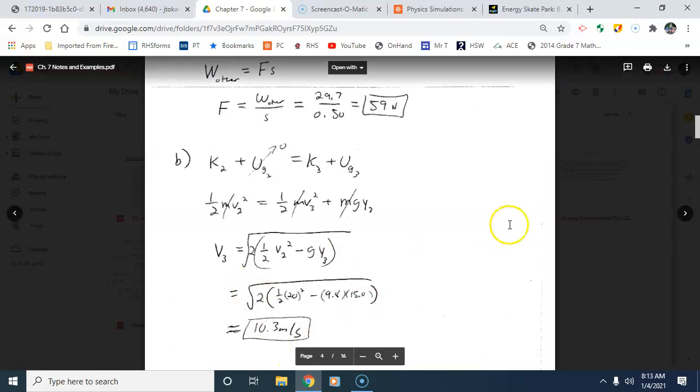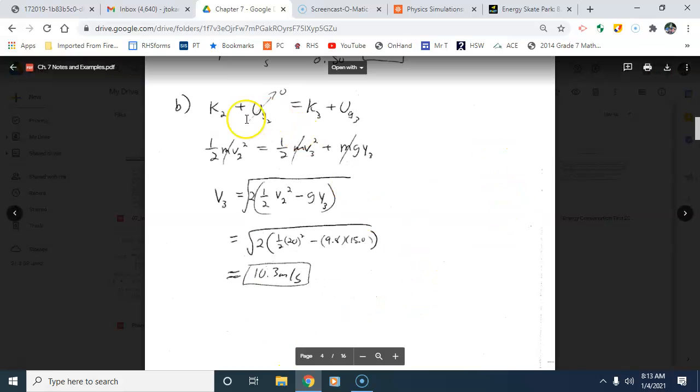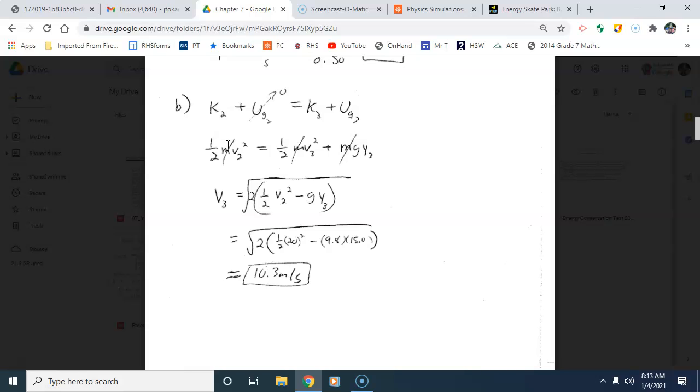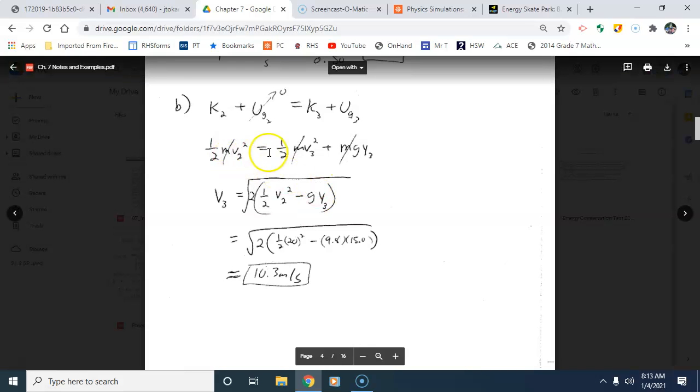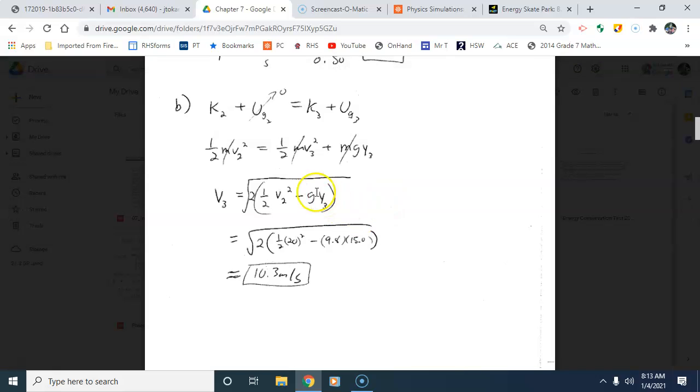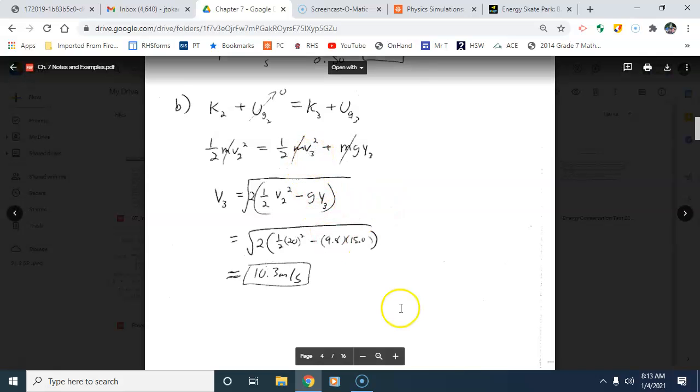And we're going to go from the release point. So position 2 total energy equals position 3. If we go from the release point, there's no more work other because we've released it, right? Masses again can all cancel, and we could solve for the velocity at position 3. It's still moving at 10.3 meters per second.